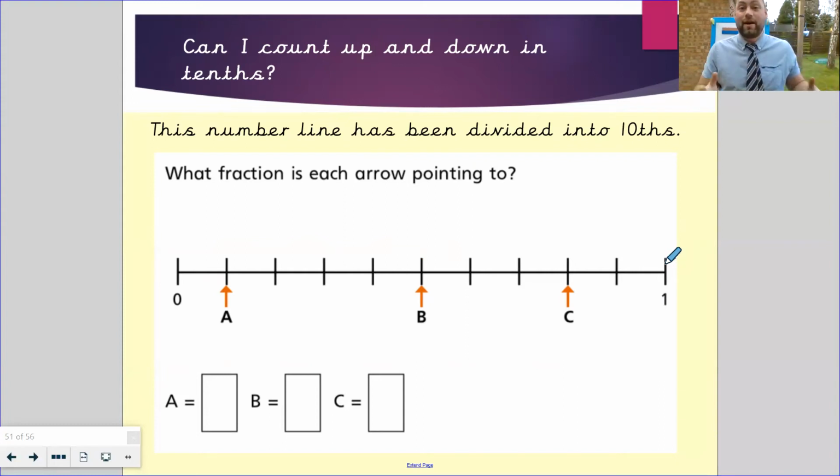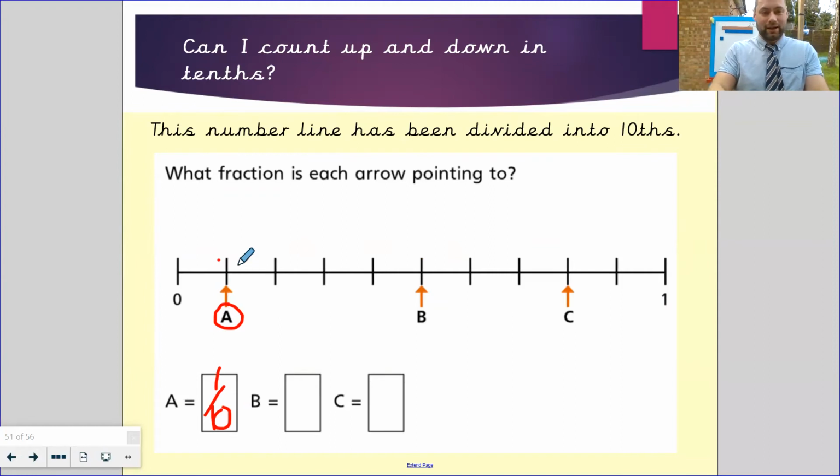We then have to figure out which tenth goes next to which letter. So here we look at A. Let's start at 0, okay? And we go 1, 1/10. So in A, we write 1/10. And then we go on to B. So now we've got 1/10 here, 2/10, 3/10, 4/10, 5/10. So B is equal to 5/10.